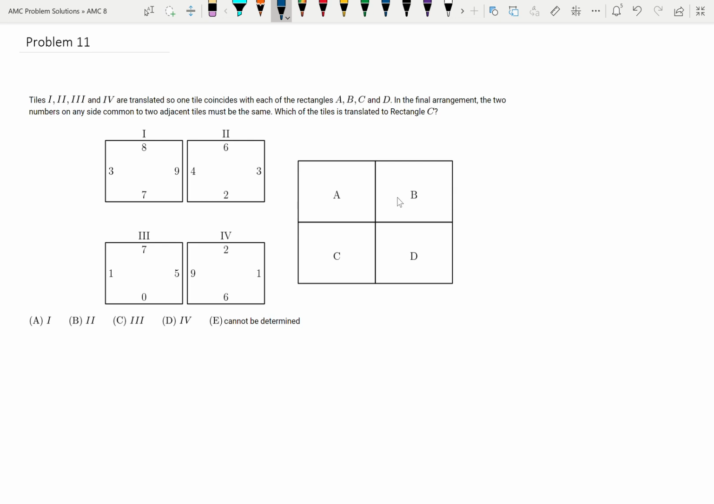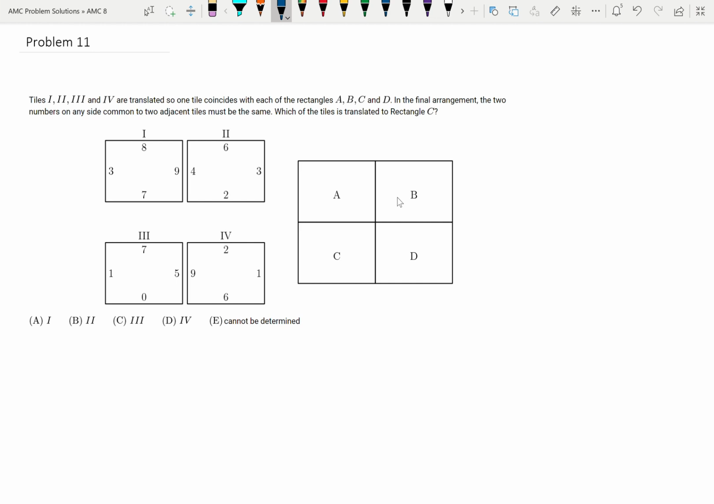Tiles 1, 2, 3, and 4 are translated so one tile coincides with each of the rectangles A, B, C, and D. In the final arrangement, the two numbers on any side common to two adjacent tiles must be the same. Which of the tiles is translated to rectangle C?